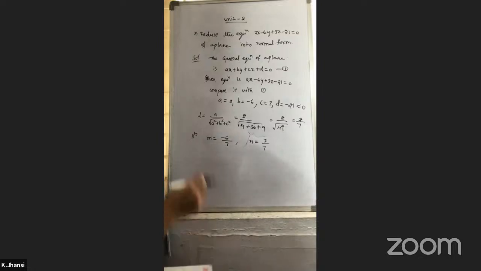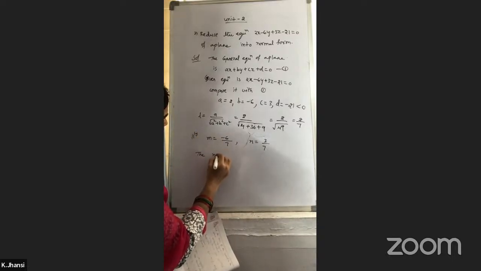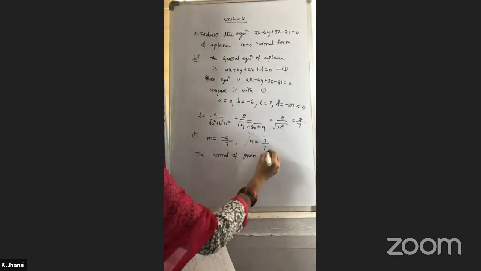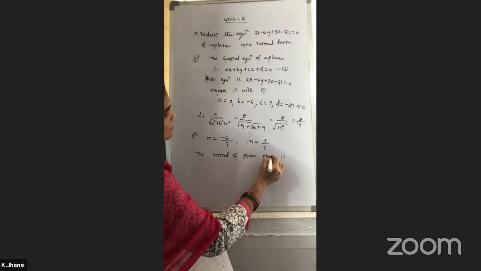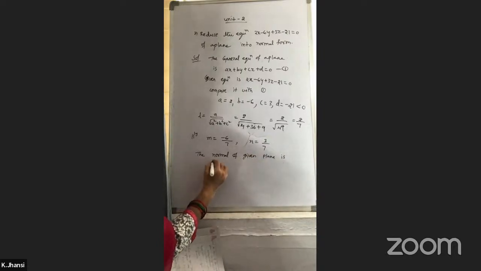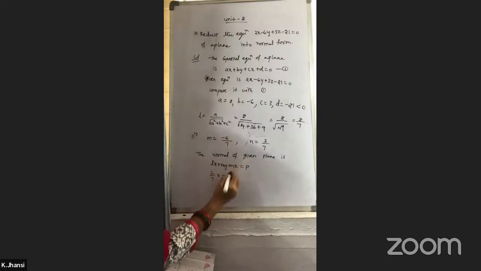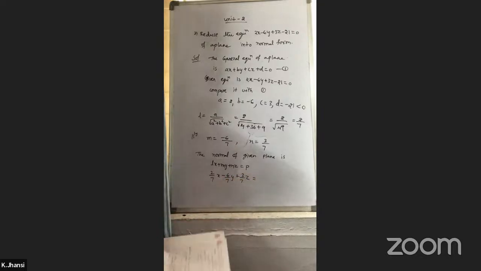So the normal form of the given equation, or you can say given plane, we know the formula: Lx plus My plus Nz equals P. This is the normal form. Here we substitute the L value. L is 2 by 7 x, and M is minus 6 by 7 y, plus 3 by 7 into z equals P. We need to find the P value.